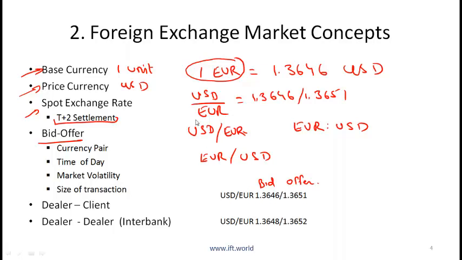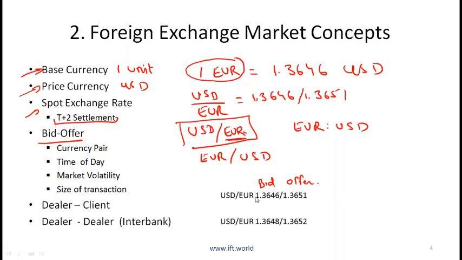In the curriculum, as I mentioned earlier, this is the convention where the first currency is the price currency, and the currency over here is the base currency. Okay, now coming back to bid offer, as I've already mentioned, this is for a currency pair. In this example, US dollar euro is my pair. The bid is how much the dealer will buy for, and the offer is how much the dealer will sell for. Now, notice that we have a spread over here.